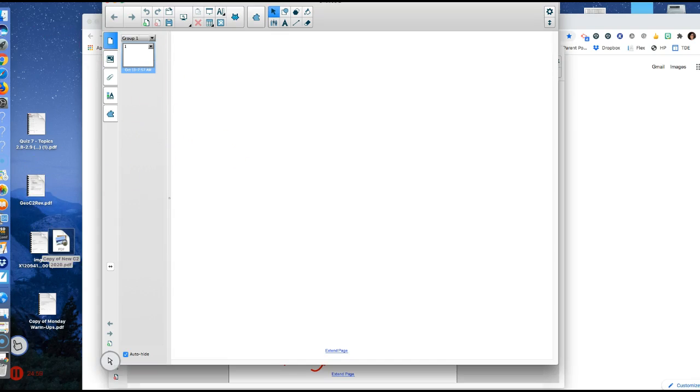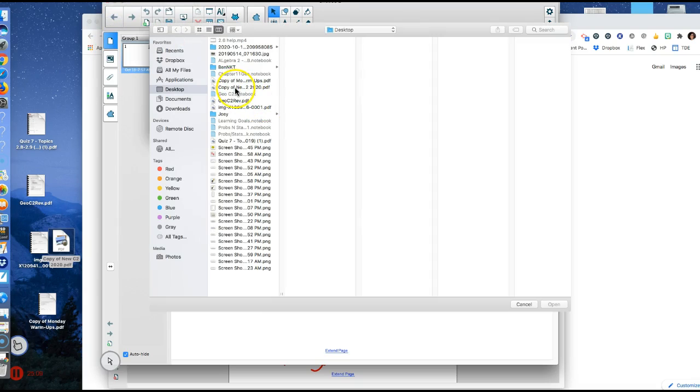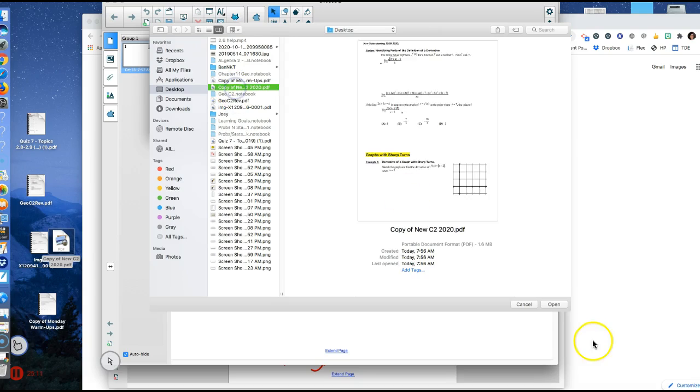And what's the derivative of cosine? I'm trying to talk and work my computer at the same time. I want to insert a picture of a copy of new. All right, here we go.